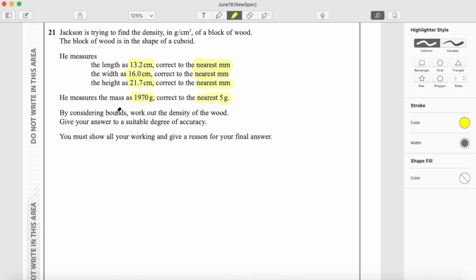By considering bounds, work out the density of the wood. Give your answer to a suitable degree of accuracy. You must show all your working and give a reason for your final answer.